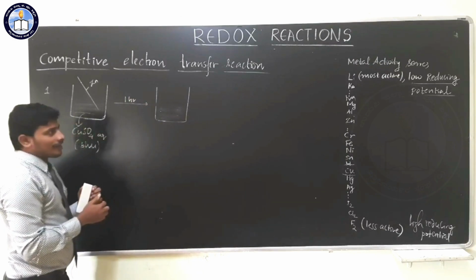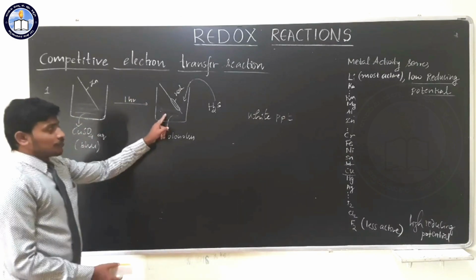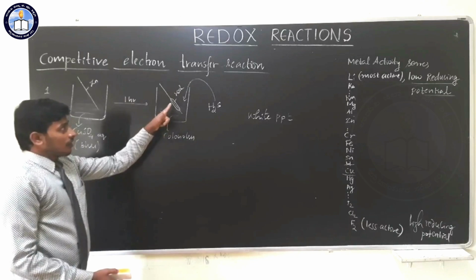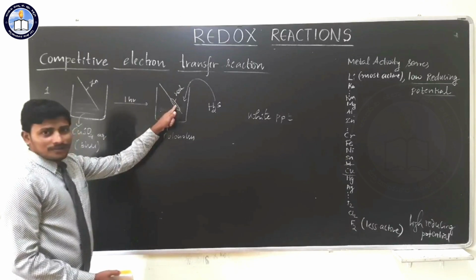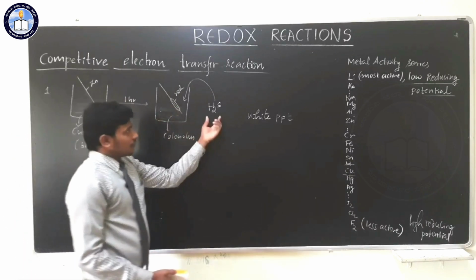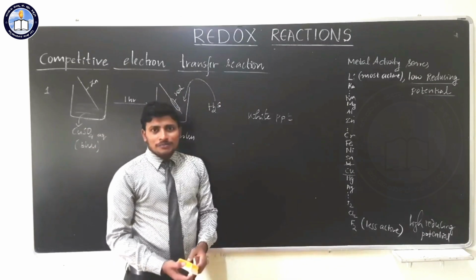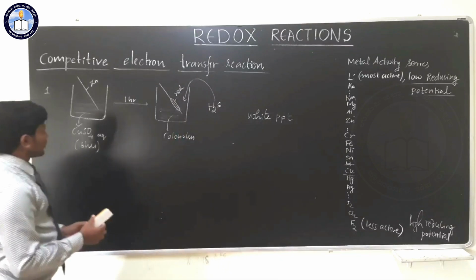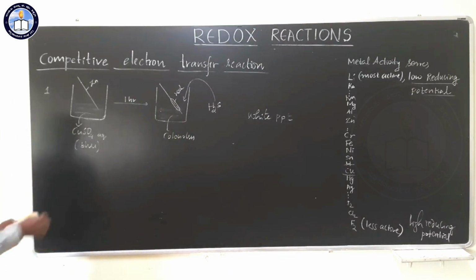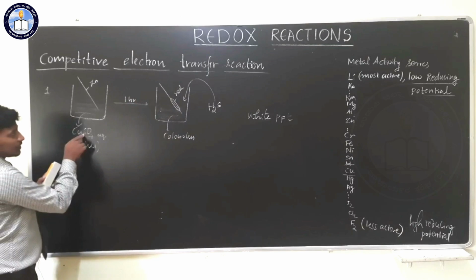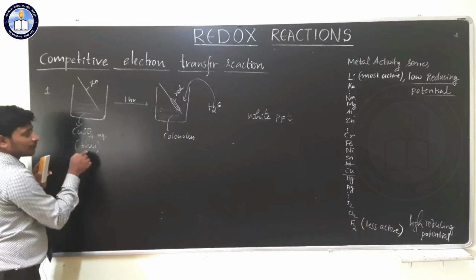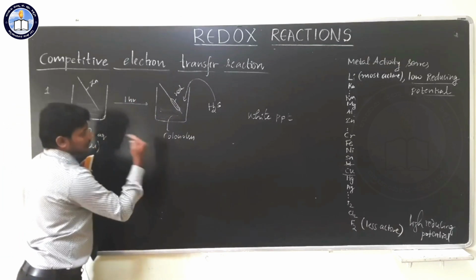Then we come to know that first, the solution becomes colorless. Second, a red color metal is deposited on the surface of zinc, and when I add hydrogen sulfide gas, I got a white color precipitate. 3 observations. It is quite clear that the copper sulfate solution, which is blue in color, turns into colorless.